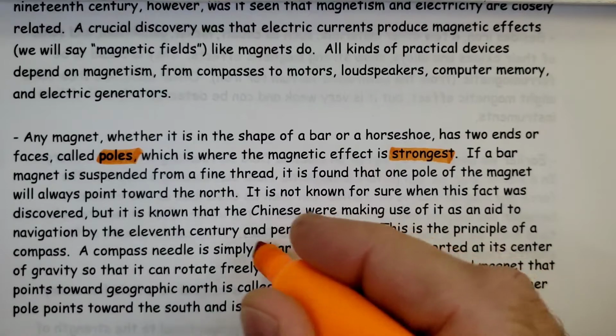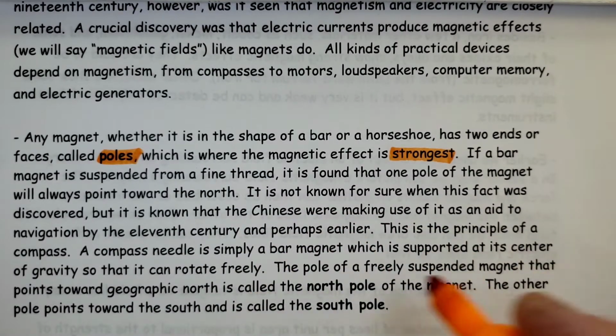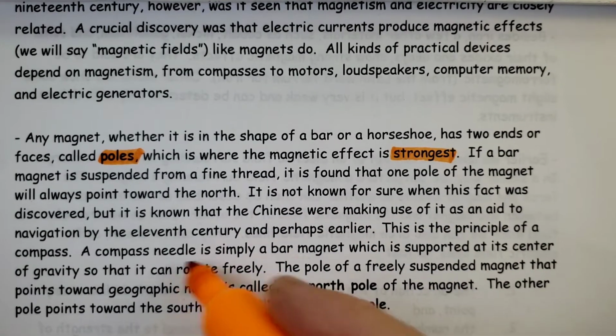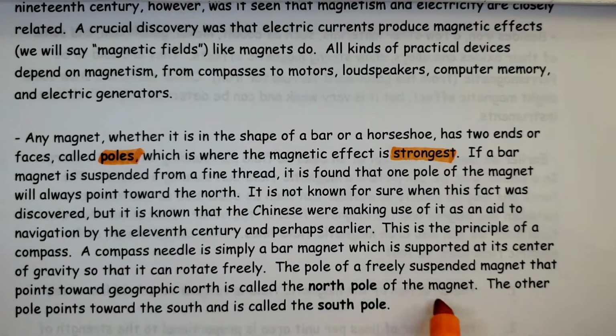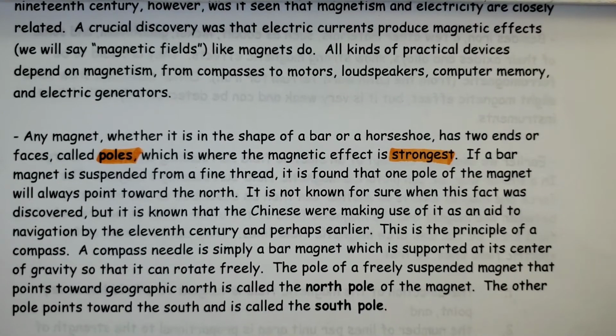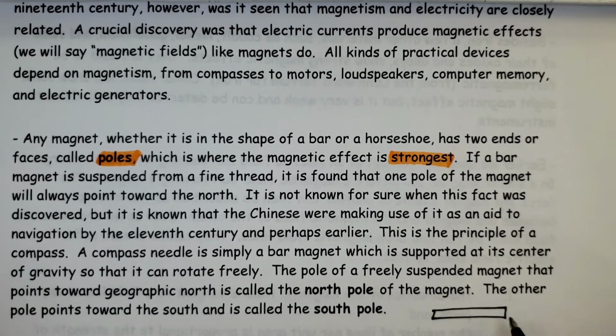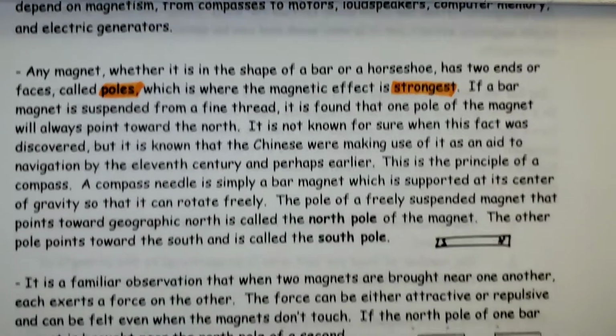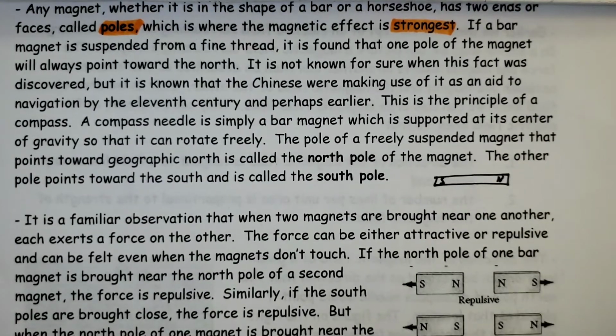A compass needle is simply a bar magnet which is supported at its center of gravity so that it can rotate freely. The pole of a freely suspended magnet that points toward the geographic north is called the north pole of the magnet. The other pole that points towards the south is called the south pole. So if we imagine it like this, a magnet, there's a north pole and a south pole, and it lines up with the Earth's magnetic field.